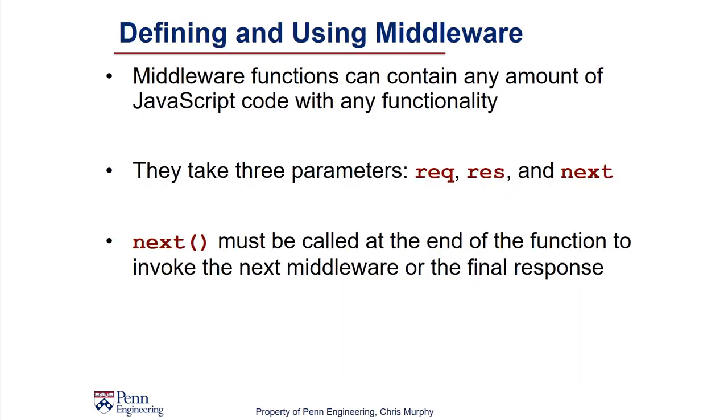The middleware that we use in our Express app are just functions. They can contain any amount of JavaScript code. We can do whatever we want. The functions take a request and response, as we've seen, but a middleware function should also take a parameter called next, which refers to the next middleware, the next function to invoke in the chain of handling that request.